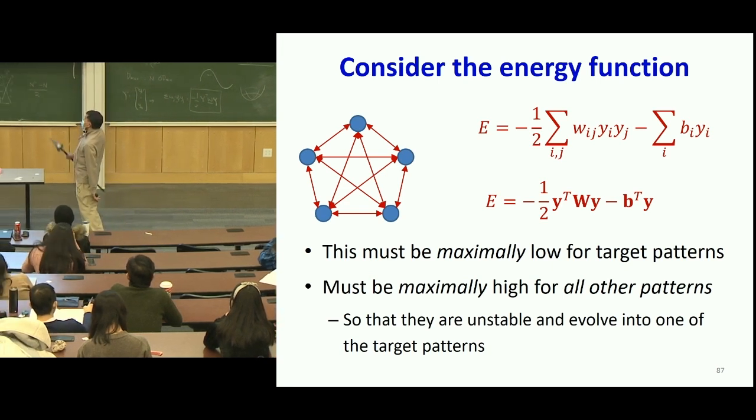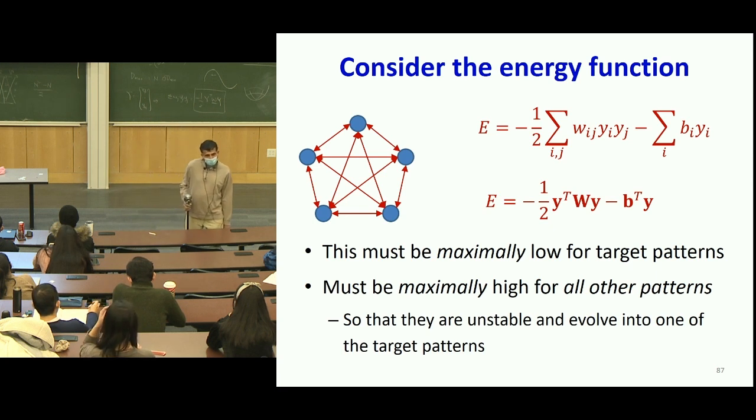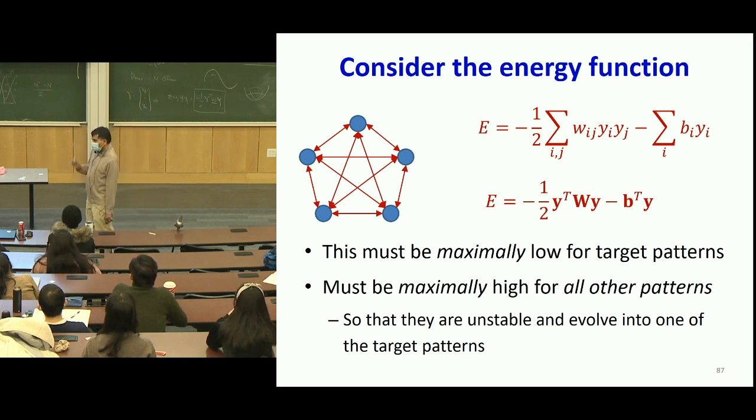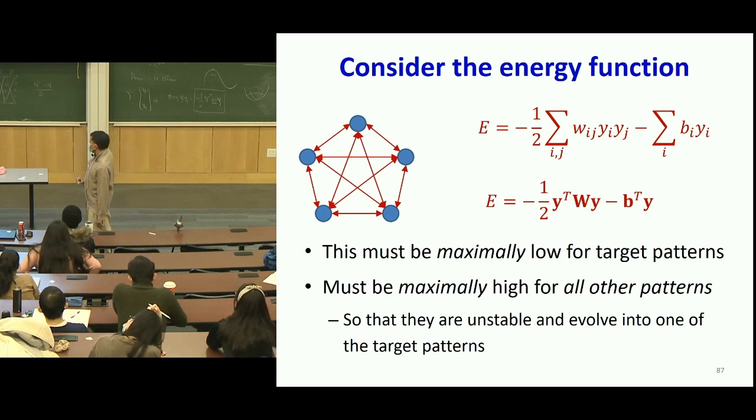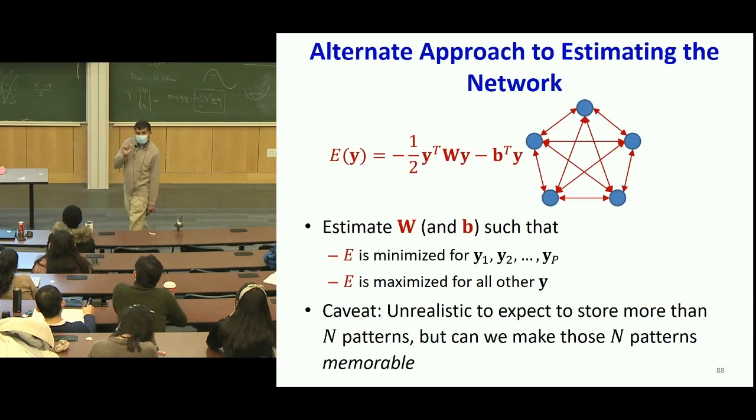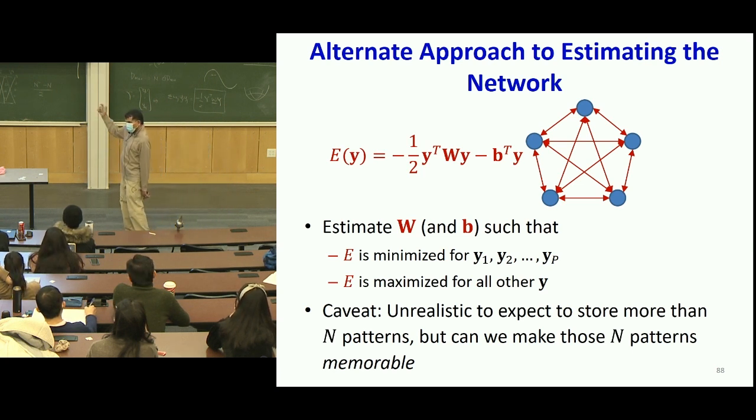Let's go back and look at the energy function, right? The energy function is simply minus half y transpose Wy minus by, right? Now, what do I want this energy to be? I want the energy to be minimum at the patterns that I want to remember, correct? So I want to estimate W and b such that the energy is minimum for the patterns I'm trying to remember, and it's maximum, as large as possible, for all the patterns I don't want to remember, so that when I start at that point, it evolves to the patterns that I'm actually trying to remember, right?